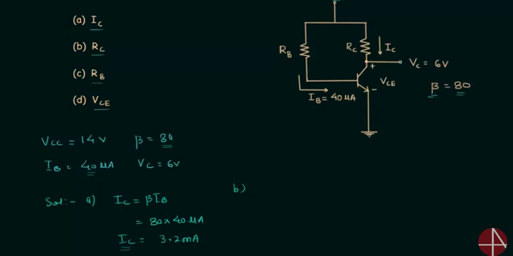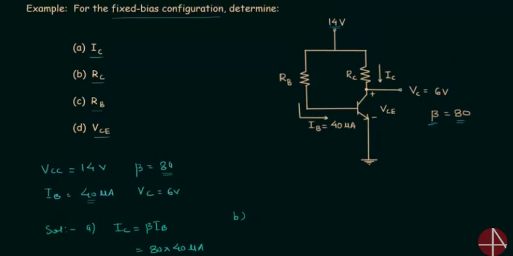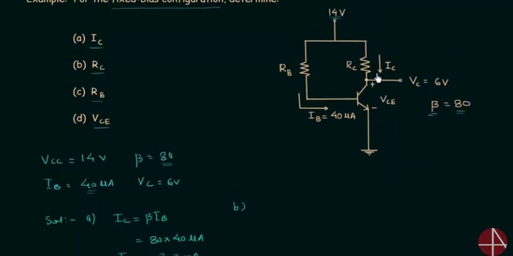I will use Kirchhoff's voltage law in the outer loop to obtain the value of resistance RC. I will start from 14 volts and end at 6 volts. We have 14 volts minus ICRC equal to 6 volts. And if you don't know how to deal with potential at points, you may watch the series diode configuration lecture.